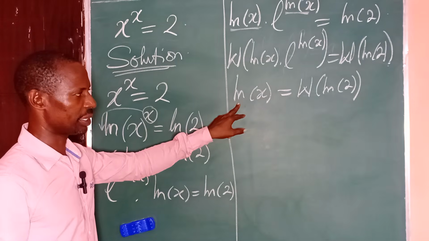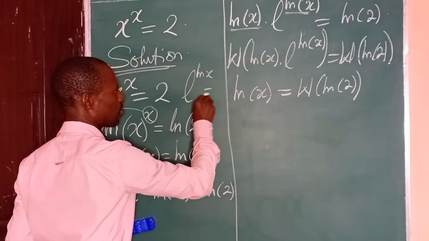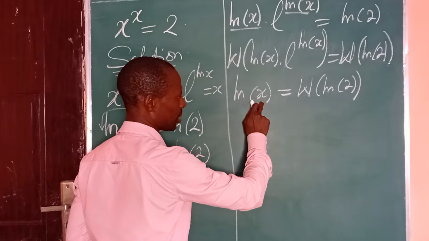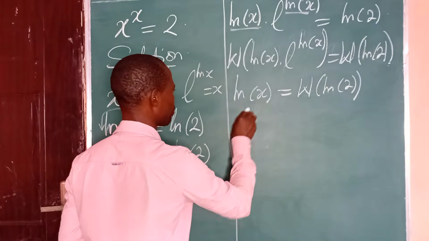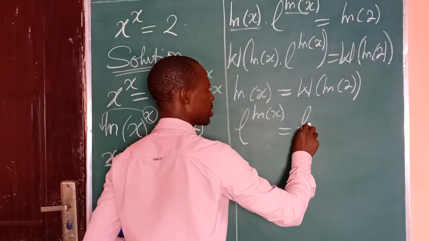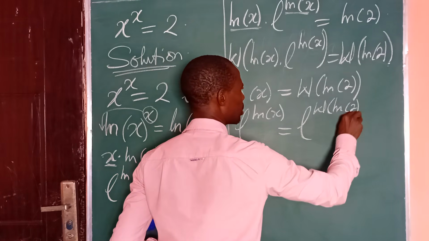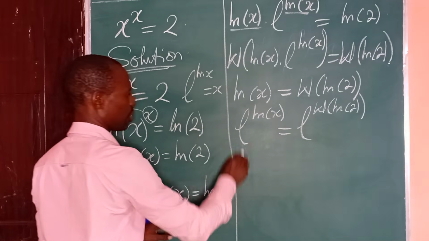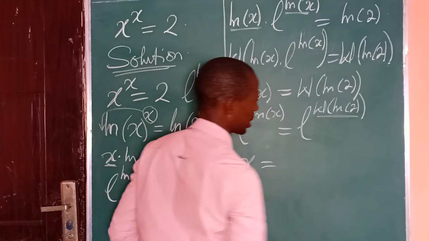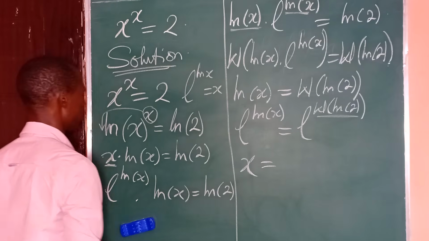Remember, we are looking for x. Again, recall that we said e to the ln of x is equal to x, right? And so we're going to make this x stand on its own. For x to stand on its own, we're going to introduce e to the ln of x, equal to, we equally do the same here, e to the W of ln of 2. And so we're going to have x equal to, if you input this into your Wolfram Alpha calculator, that's the W of ln of 2, what will that give us?